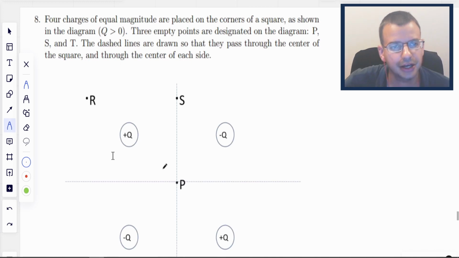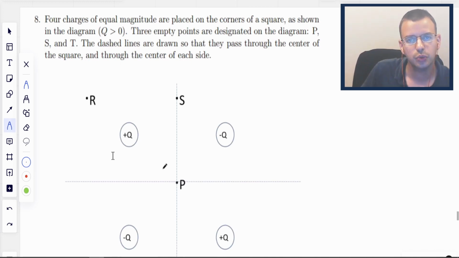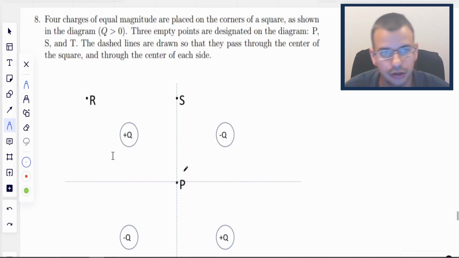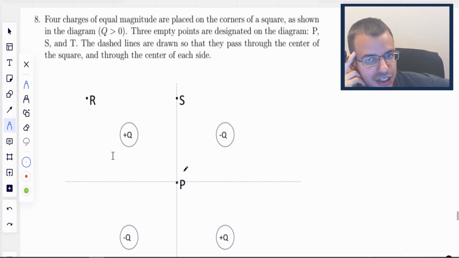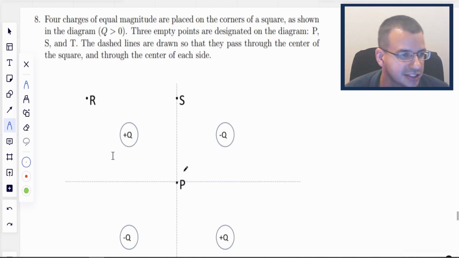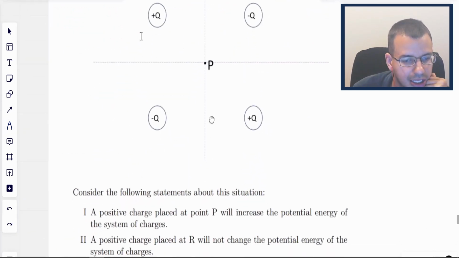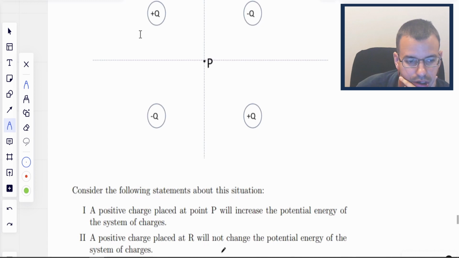Four charges of equal magnitude are placed on the corners of a square as shown in the diagram below, where Q is positive. Three empty points are designated on the diagram, P, S, and T. The dashed lines are drawn so they pass through the center of the square and through the center of each side. Okay, so we want to consider the following statements about this situation.